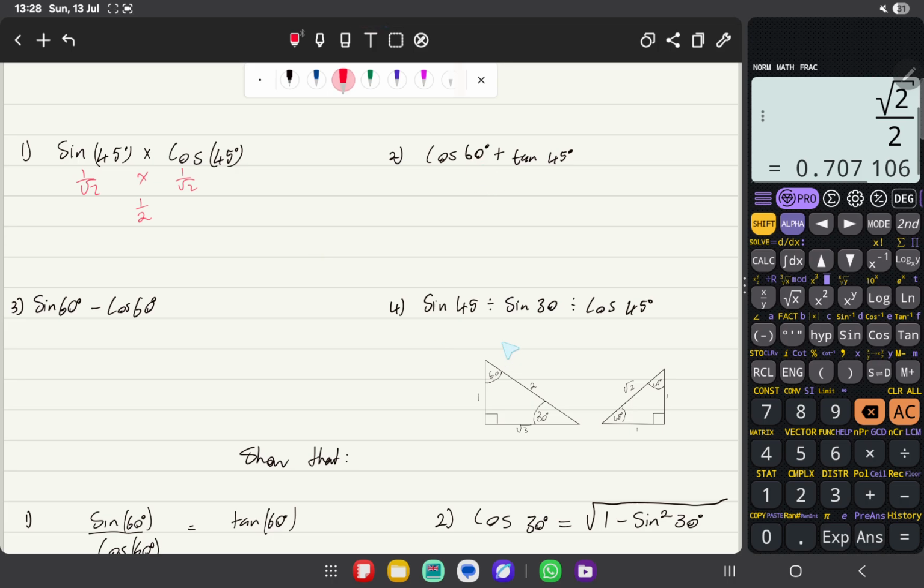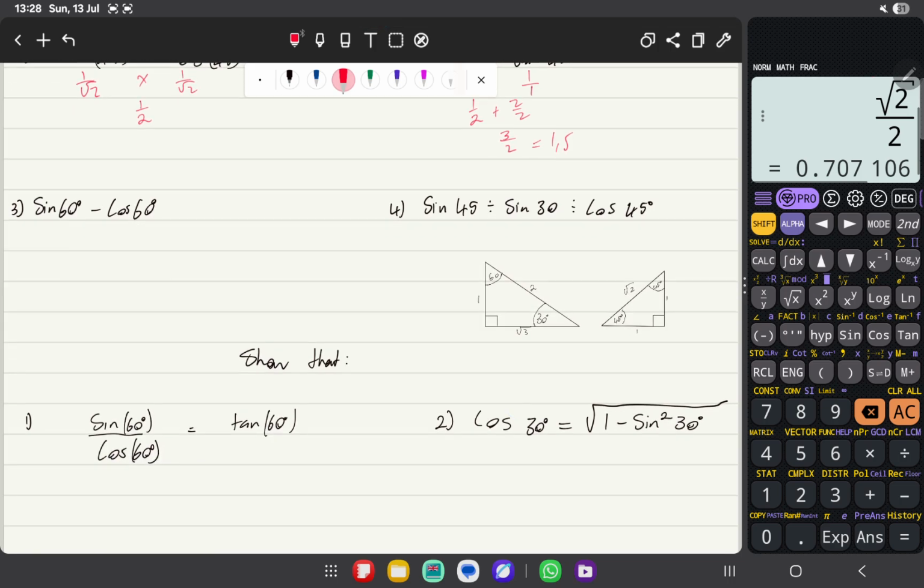Cos 60, there is 60 degrees. So cos is adjacent, so it's going to be 1 over hypotenuse, which is 2. Plus tan 45, it's opposite, which is 1 over hypotenuse, which is 1. Right? So you have 1 over 2 plus 2 over 2, which is 3 over 2, which is 1.5.